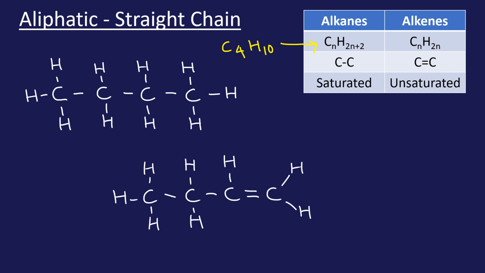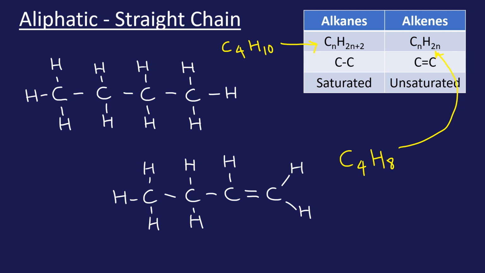The one underneath is an aliphatic alkene. And again, if we were to count the number of carbons, there are 4. And if you count the hydrogens, you will find there's 8. And it matches the general formula CnH2n.